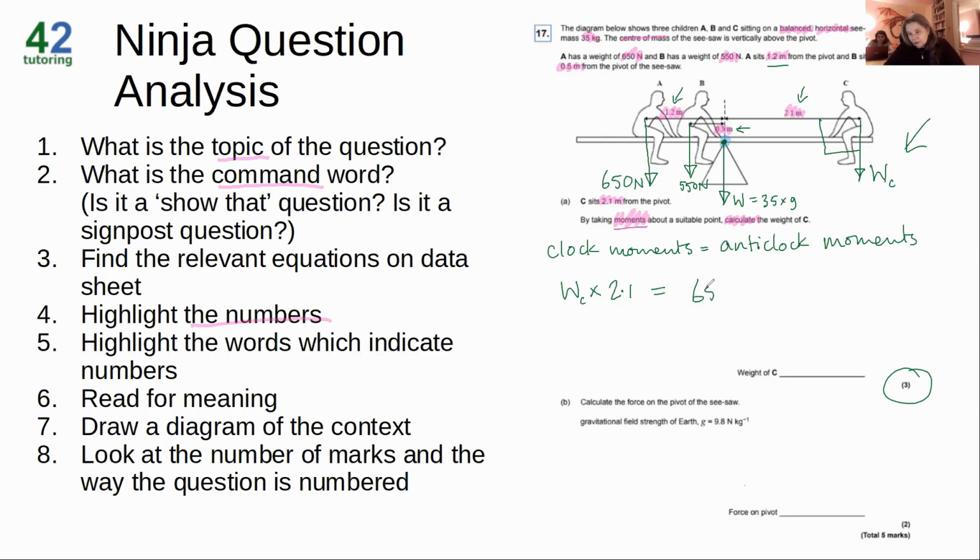So we've got 650 times 1.2, because that's the distance of A, plus 550 times 0.5, because that's the distance of B. And now you can just solve for WC. If I cross multiply, I can cross out my 2.1 and put it underneath there. And now that is the sum that I've got to do. Okay, and you plug it into your calculator in exactly that way. We've got answers. Okay, we've got 502.